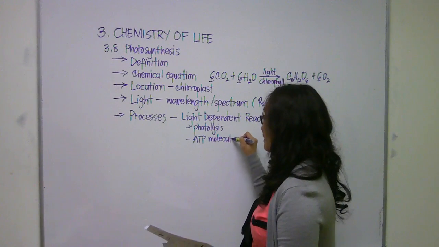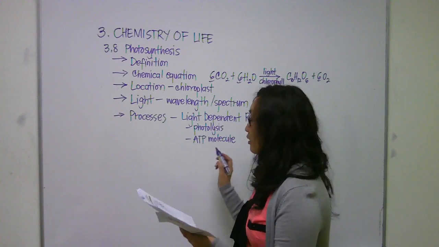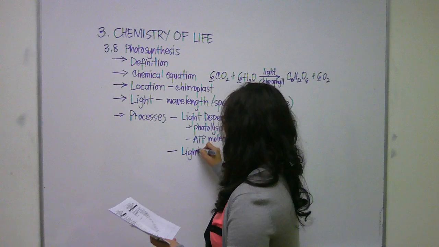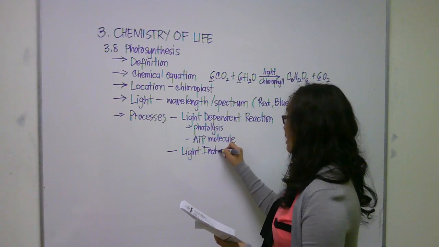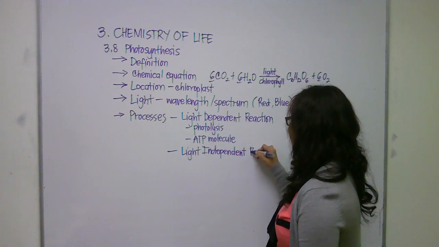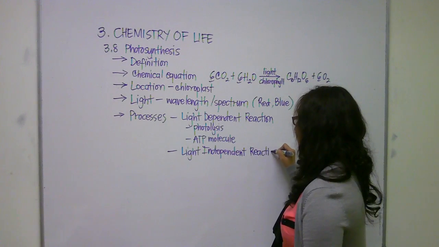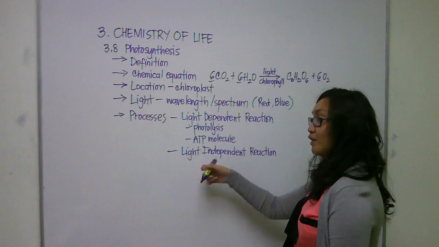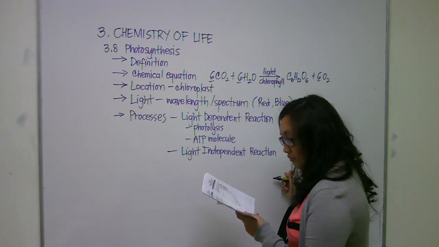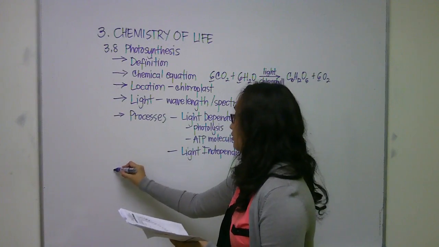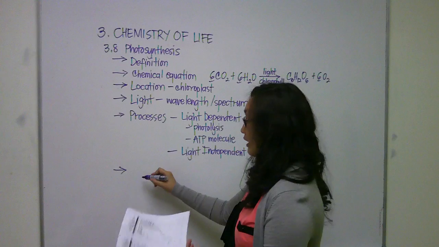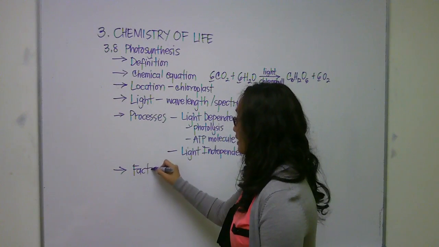Okay, so the next one, we have the light-independent reaction. In the light-independent reaction, this doesn't require light, but it needs molecules that has been produced in light-dependent reaction for this to occur. Okay, next that are going to be discussed are the factors affecting photosynthesis.